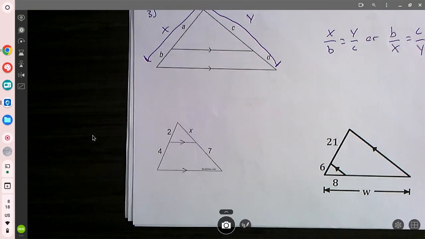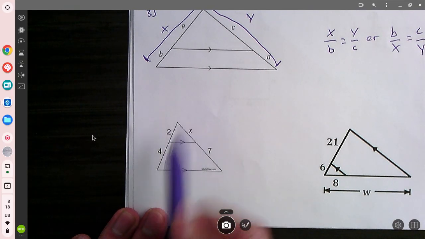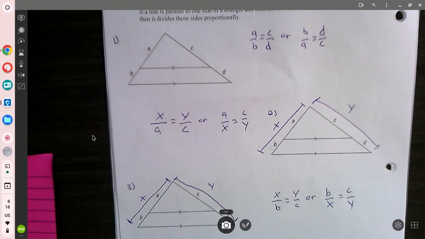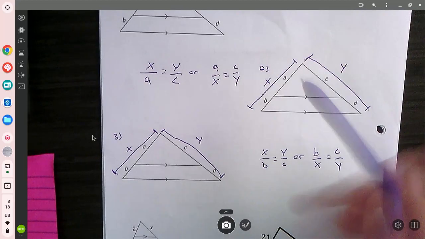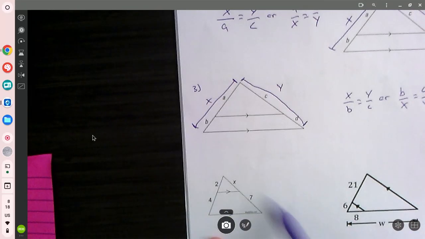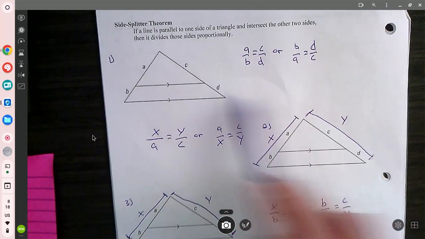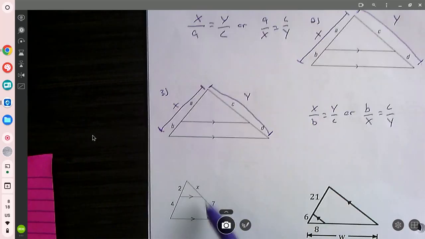So I'm looking here, I have 2 and X for my smaller triangle, and then 6 and X plus 7 for my bigger triangle. Okay, so I'm looking at this information. Which one of my side splitter theorem equations should I be using? Am I adding my sides together on this question? Will I need to add my sides here? No, right? So that means I could probably use this top one right here, where A and B are 2 and 4, and C and D are X and 7.